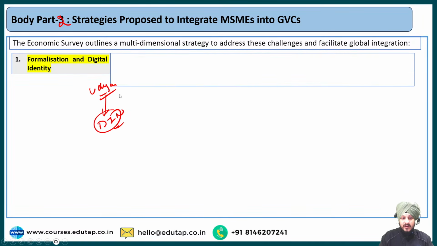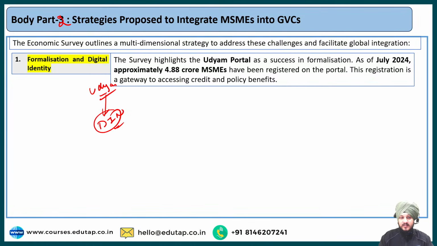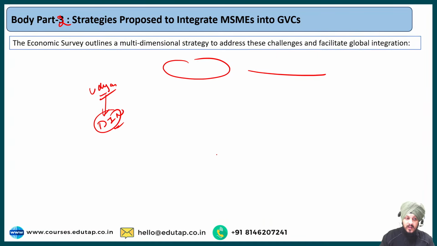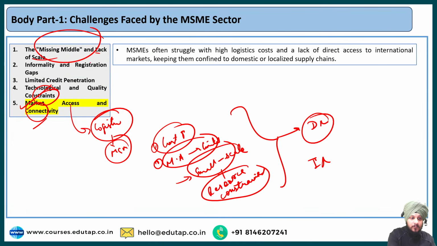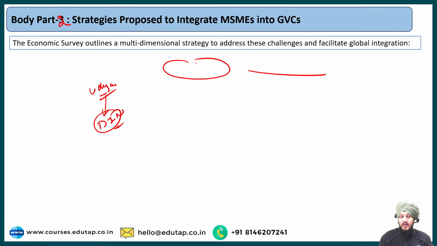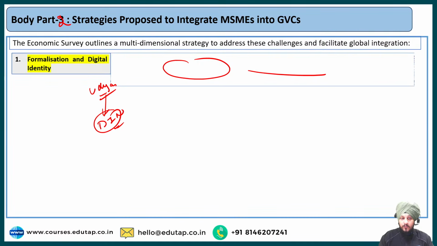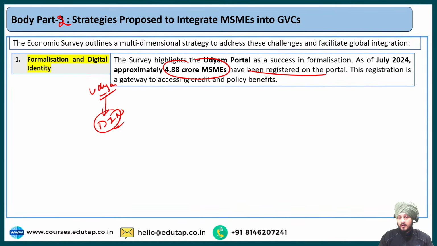So that is something that happens as a part of it, and the economic survey says that the Udyam portal has played a very important role when we talk about the success in formalization. And as of July 2024, approximately 4.8 crore MSMEs have been registered on the portal, right? So this is a response to the challenge of the second point, where we have seen that informality is a very important challenge when it comes to the MSMEs, right? Which creates a lot of gaps with respect to their productivity.